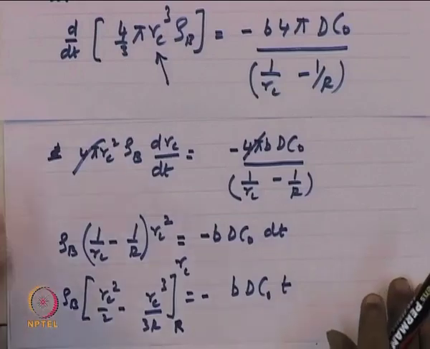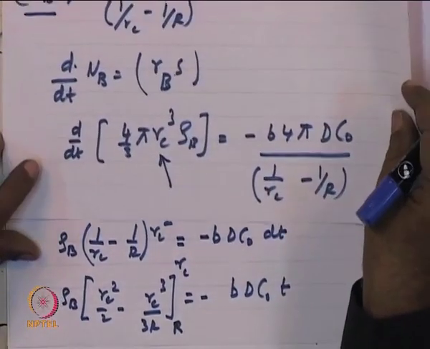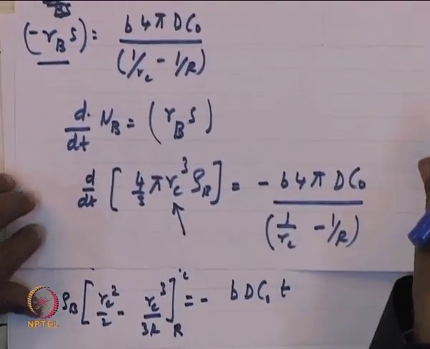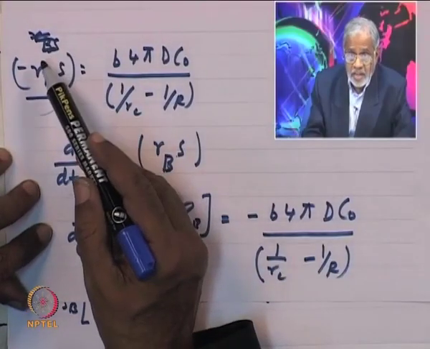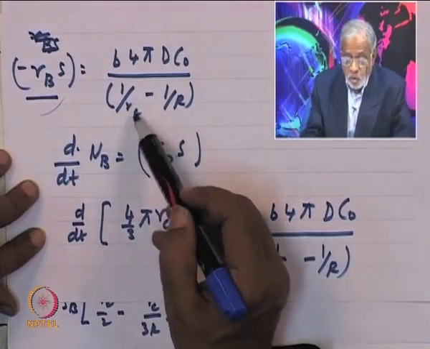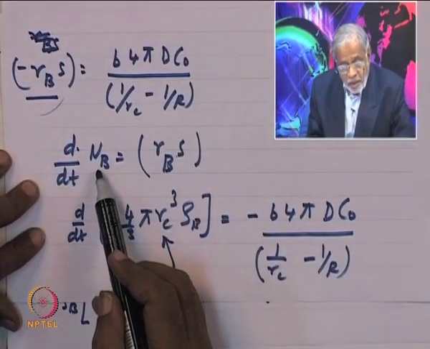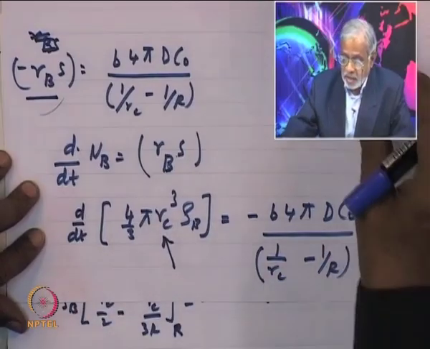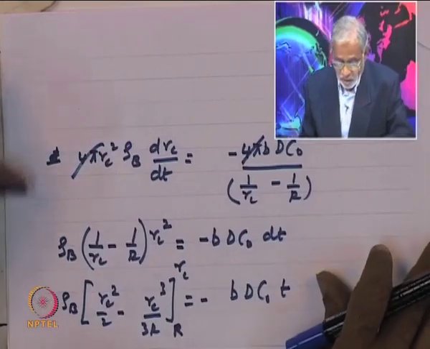What have we done? Nothing complicated has been done. Using the quasi steady state approximation, we have derived an expression for the rate of chemical reaction in terms of the unreacted core radius and the initial radius and so on. And writing the material balance for the solid, we have found out how r_c changes with time. Now, we have to do the integrations. Let us do that now.